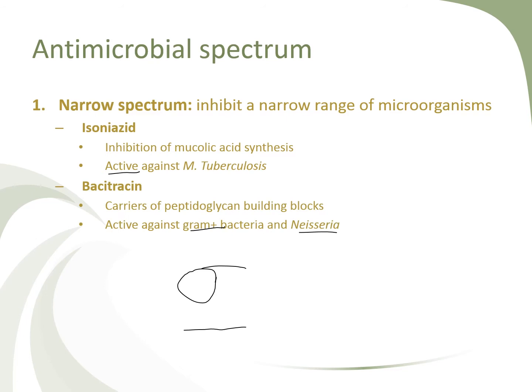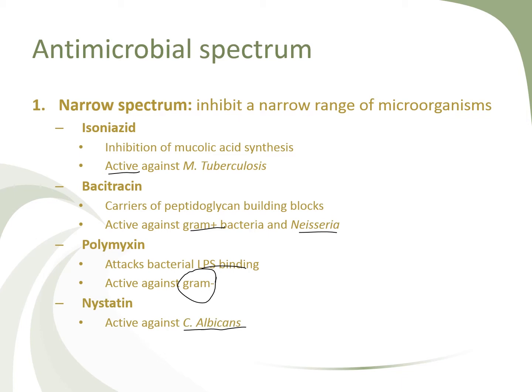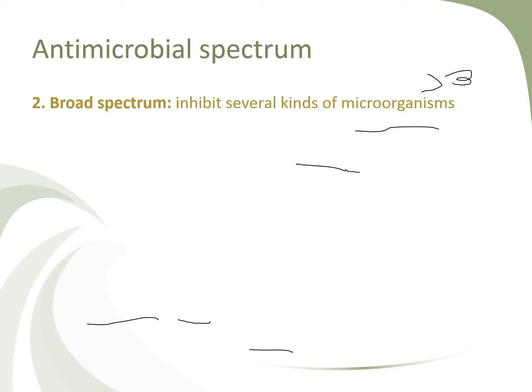Bacitracin carries off peptidoglycan building blocks, so it is active against gram-positive bacteria and Neisseria species. Polymyxin attacks bacterial LPS, so LPS is only present in gram-negative bacteria. That's why this antibiotic is only effective against gram-negative bacteria. And nystatin is active against fungi, Candida albicans. Now I'm going to talk about some examples of broad spectrum antibiotics.